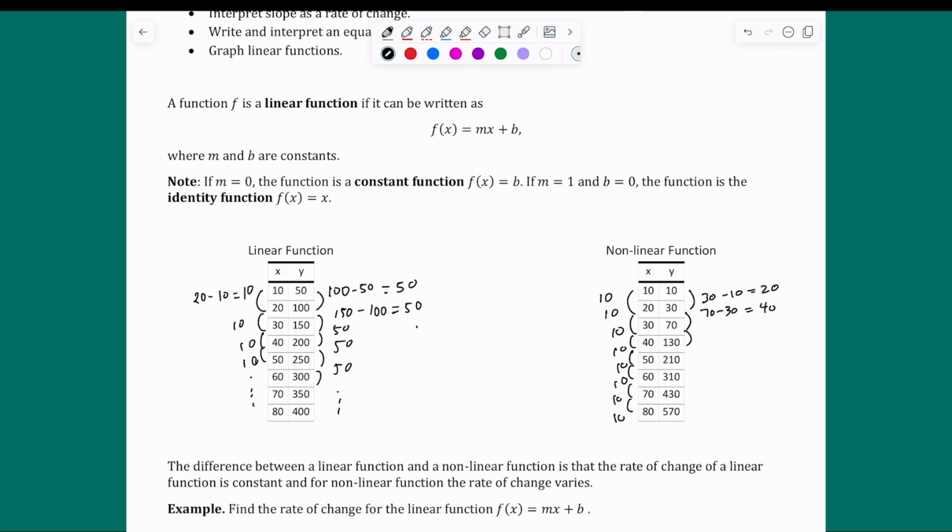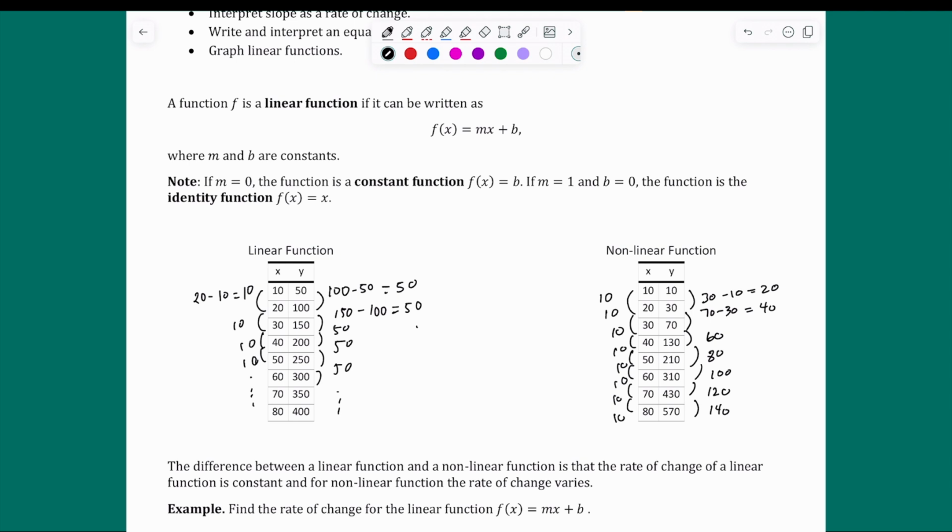So for instance, next here we have 130 minus 70, and so that's a difference of 60, right? And then 210 and 130, that's a difference of 80. 310 and 210, that's a difference of 100. 430 and 310, that's a difference of 120. And then finally, 570 minus 430, that's a difference of 140. You notice that the change in y values are not staying the same. They are actually, in this case, increasing by 20. And that is not a linear function. A linear function does not do that.